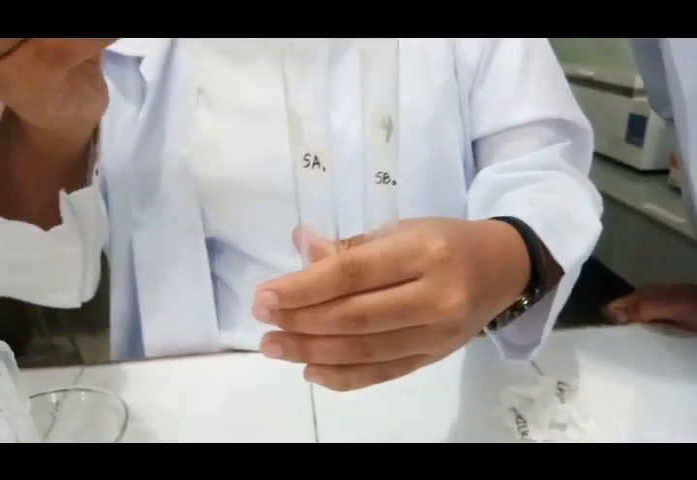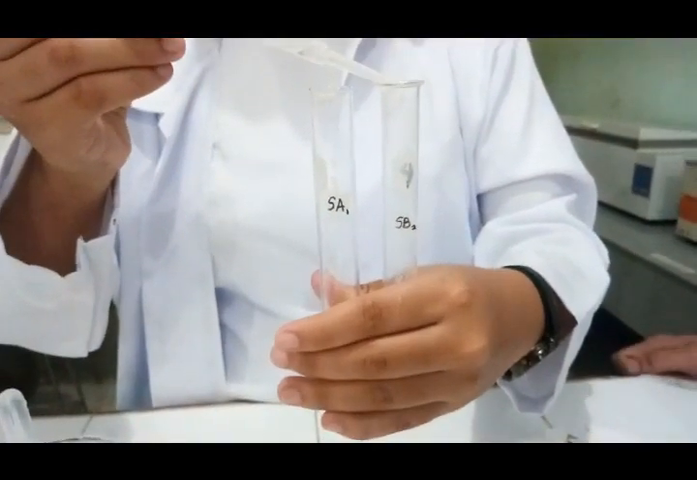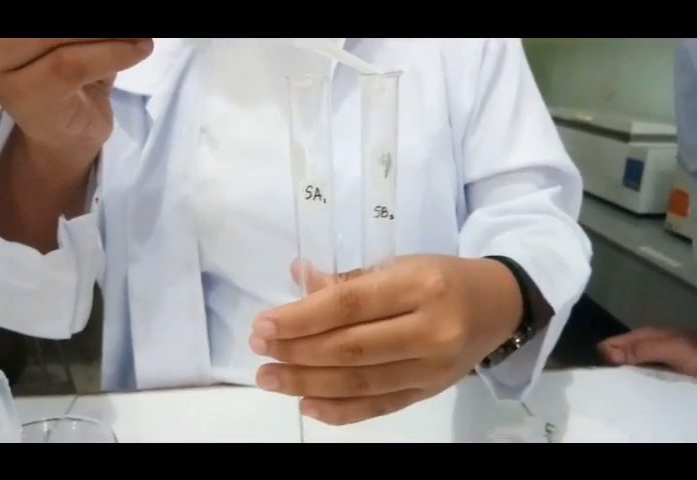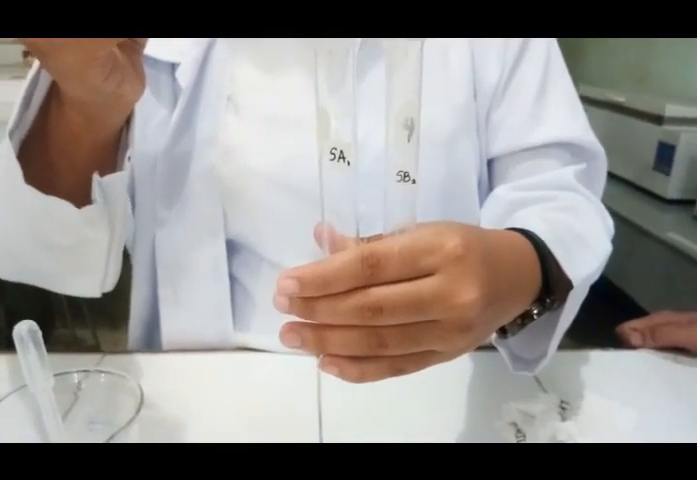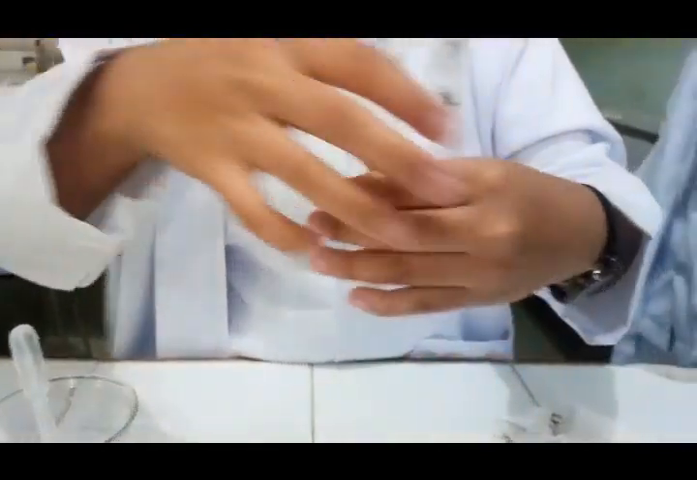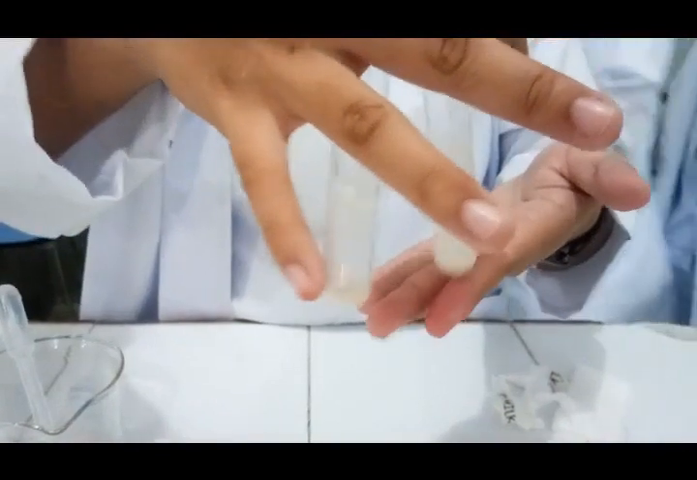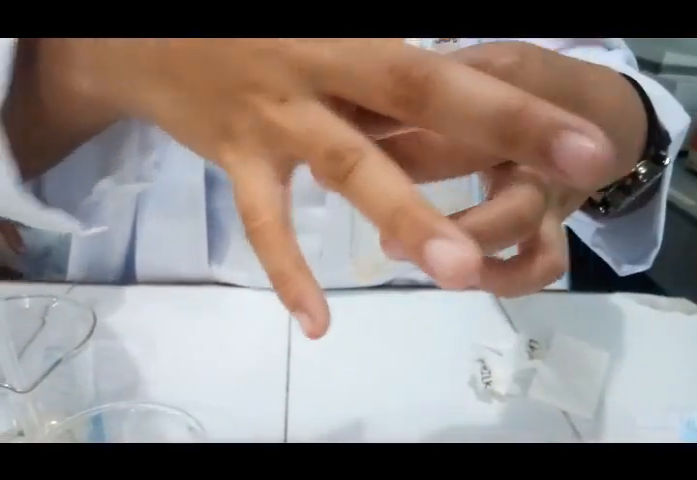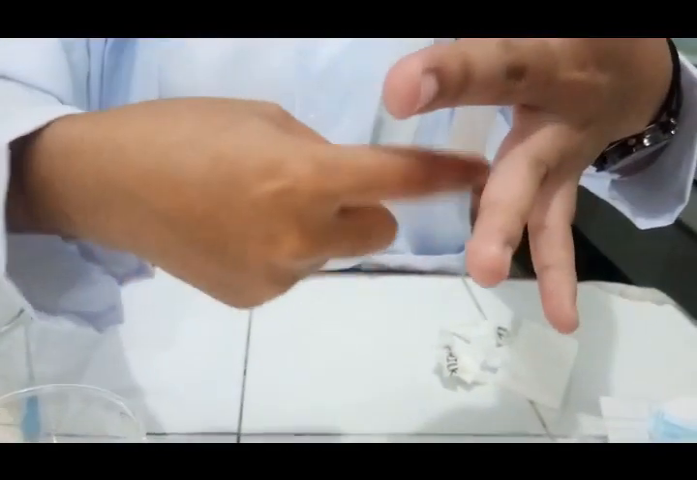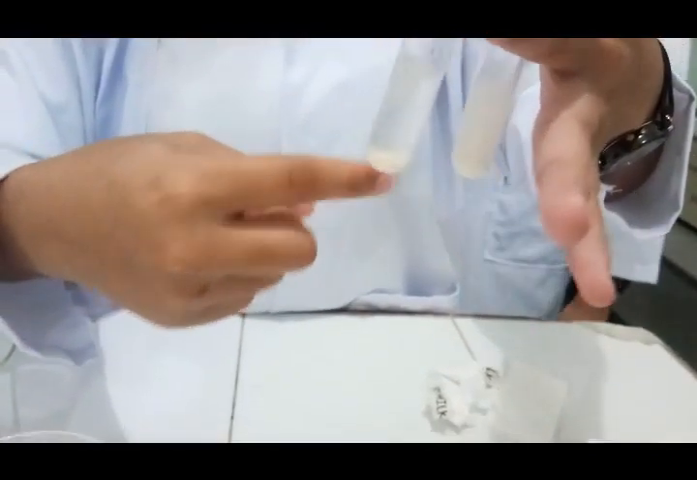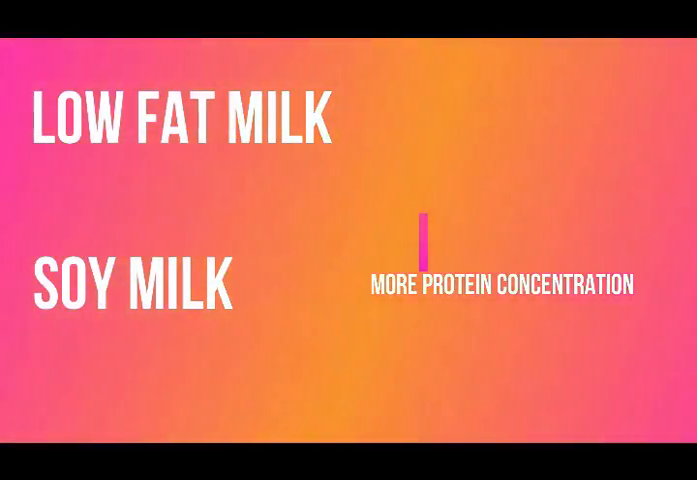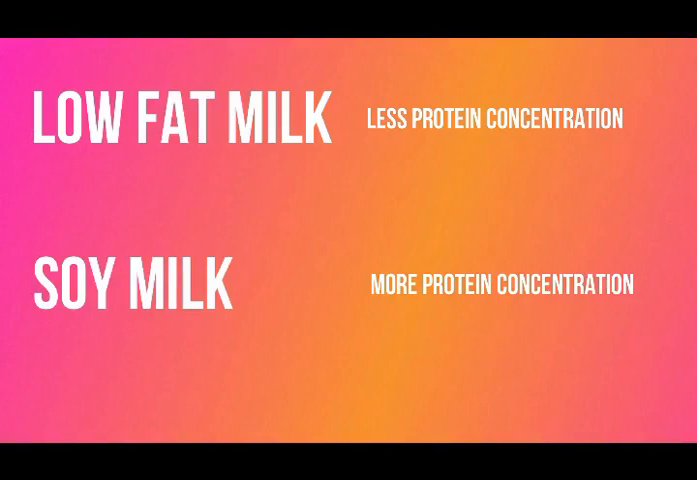Now, let's test for the soy milk. We performed the same procedure and obtained an almost clear solution with no turbidity and a lot of leftovers in test tube A. Test tube B, however, had intense turbidity with some slight leftovers. Sulfosalicylic acid really favors soy milk more than trichloroacetic acid. In our two variants of milk, it is possible that soy milk has more protein concentration than the low-fat milk.